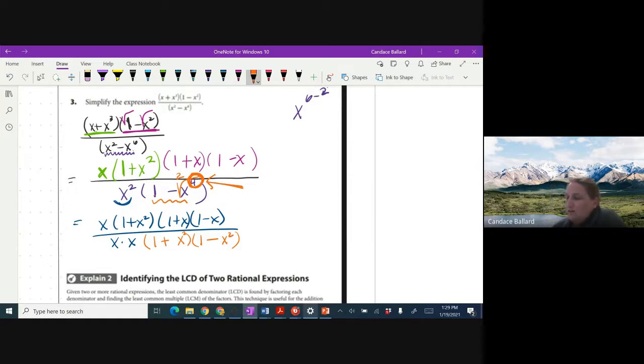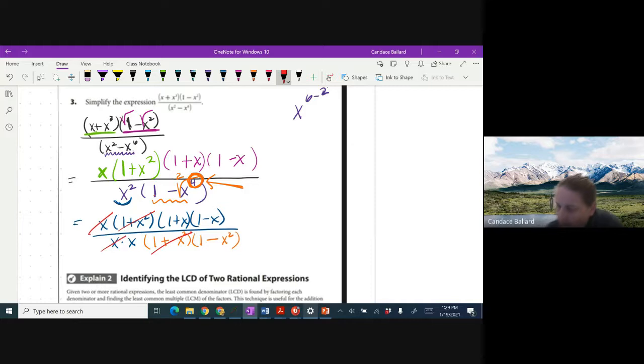All right. What cancels? Tell me in the chat. What do you see that cancels? What do you think? All right, I am seeing x plus 1 squared. So I'm going to get rid of that. I'm going to go red for my canceling. So x plus 1 squared. Oh, we can take out x too.